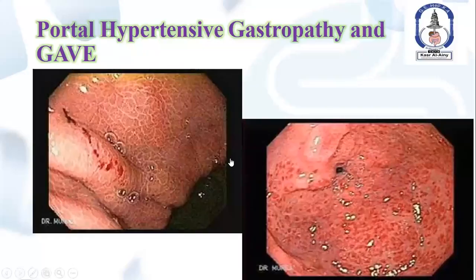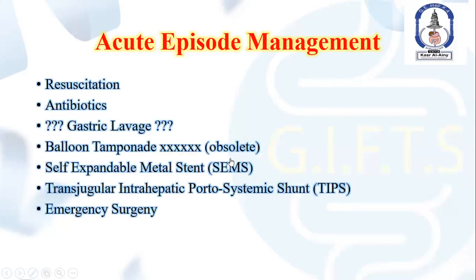This is the look of portal hypertensive gastropathy and GAVE, which is gastric antral vascular ectasia, something like vascular ectasias that happen in portal hypertension and might cause bleeding as well. The treatment of them would be argon plasma coagulation by the endoscope.